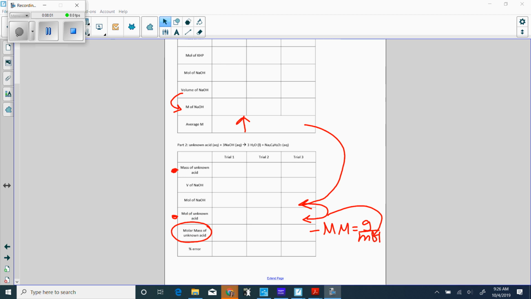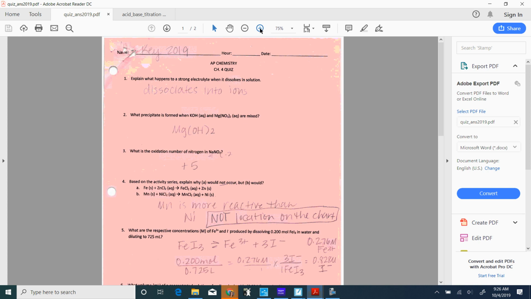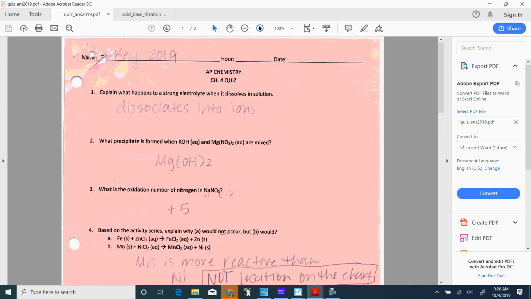So let's go over the quiz next. There are some things I want to tell you so you don't get them wrong on the test. I was lenient on some things on the quiz, but I will not be lenient on the test. So I want to tell you that.